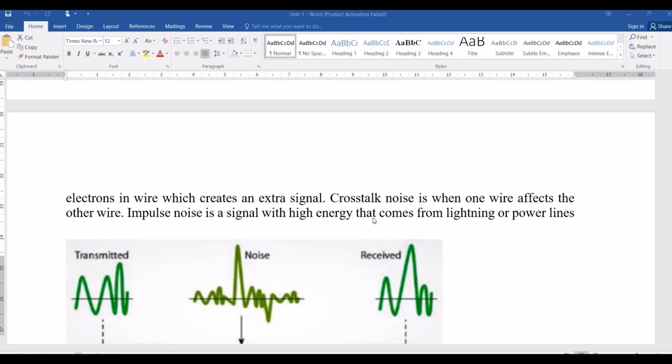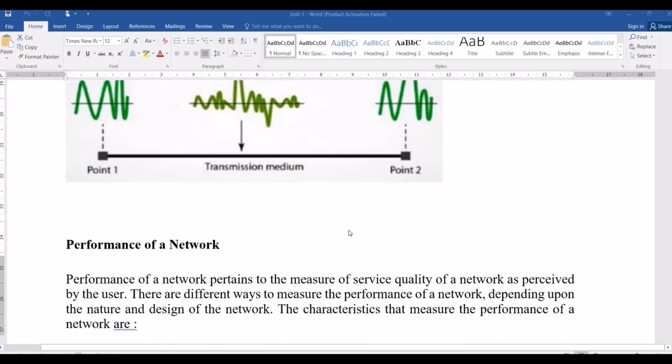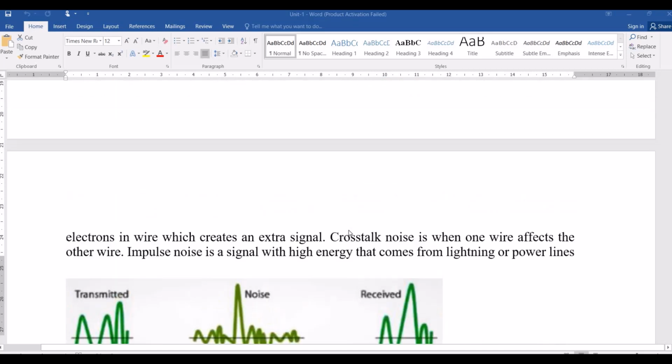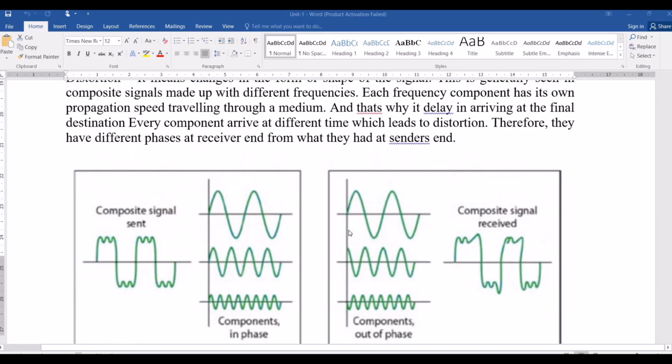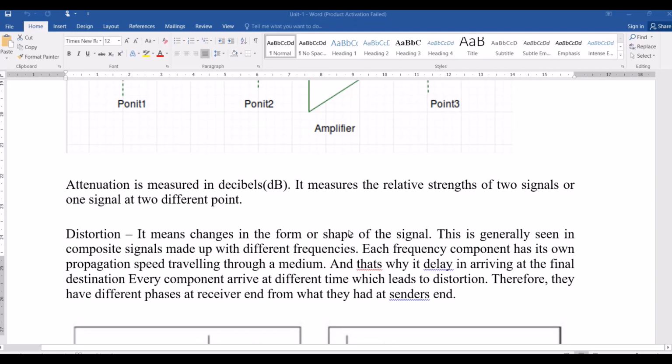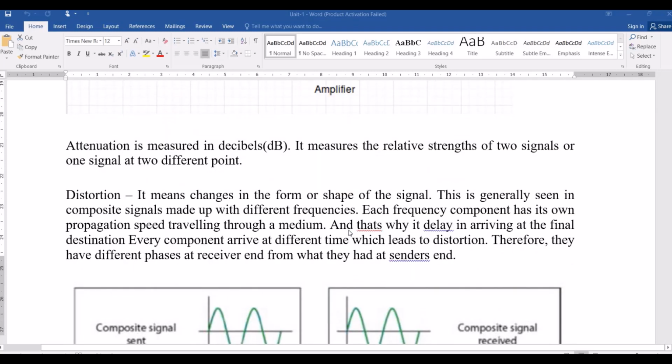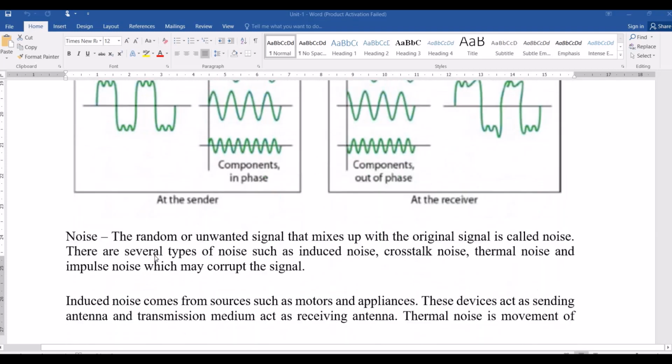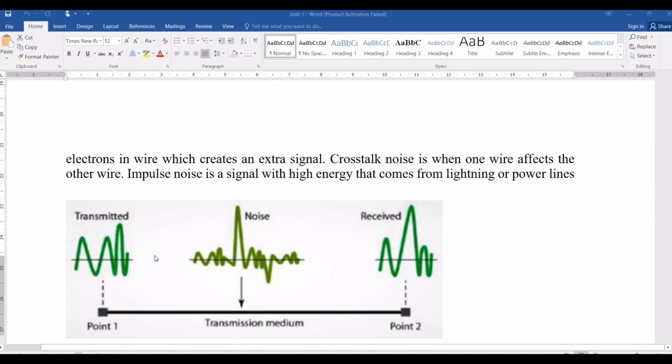Impulse noise is signals with high energy that come from lightning or power lines. So high energy comes from this impulse noise. These are the three things that come under transmission impairment. Number one is attenuation, number two is distortion, and the third one is noise.